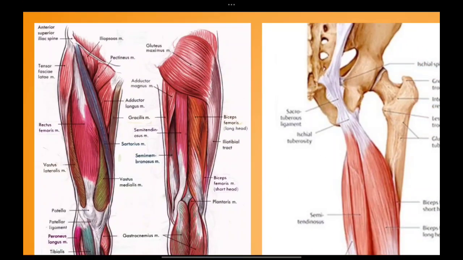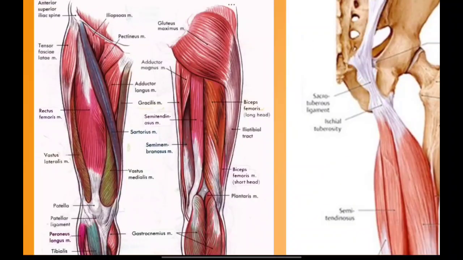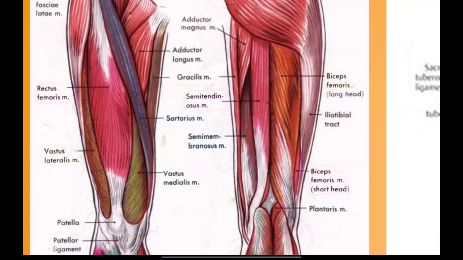Coming to quadriceps groups, which are seen anteriorly: rectus femoris, vastus lateralis, vastus medialis, and intermedius. All these muscle groups help in extension of the knee. So you can see all of them over here: the rectus femoris, vastus lateralis, vastus medialis, and vastus intermedius.